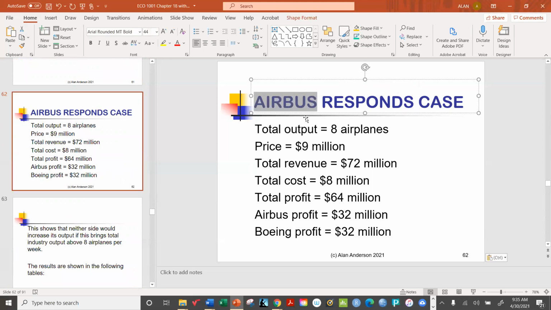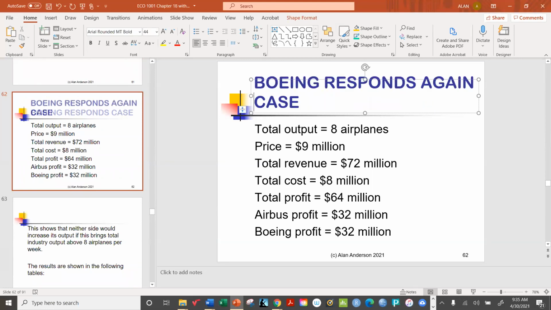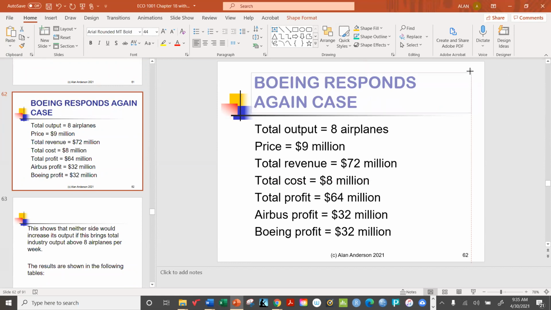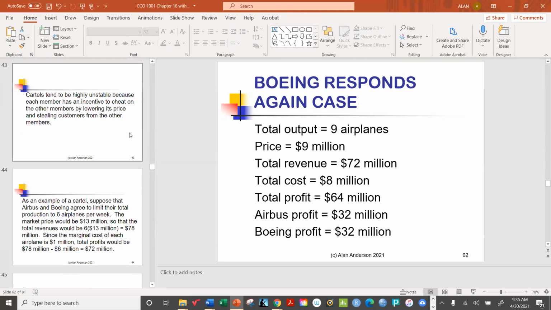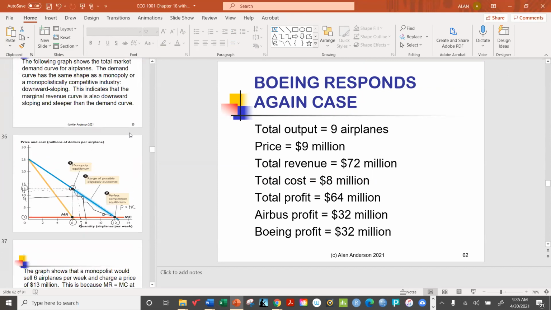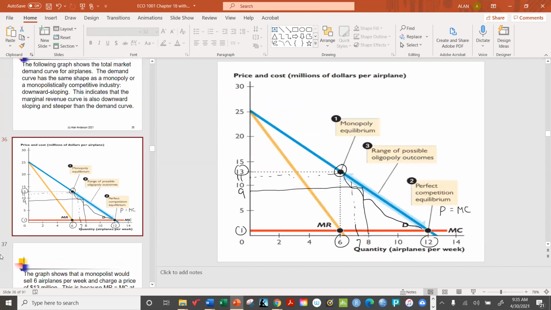Boeing responds again. Okay, so now we're up to 9. 5 from Boeing, 4 from Airbus. Oh, and by the way, to sell 9 planes, we have to lower the price to $7 million.